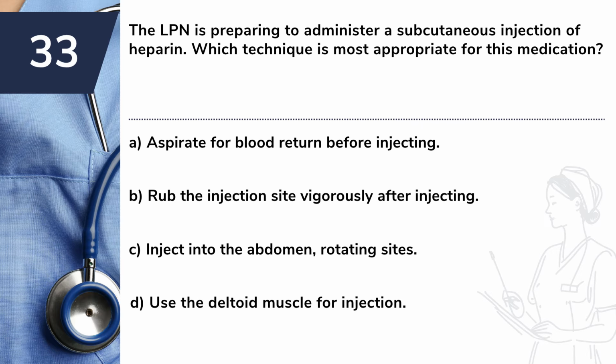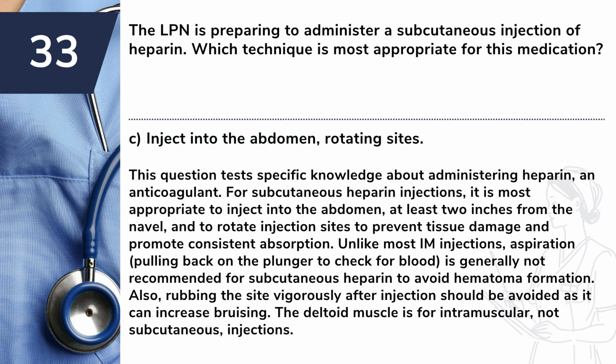A. Aspirate for blood return before injecting. B. Rub the injection site vigorously after injecting. C. Inject into the abdomen, rotating sites. D. Use the deltoid muscle for injection. Answer C. Inject into the abdomen, rotating sites.